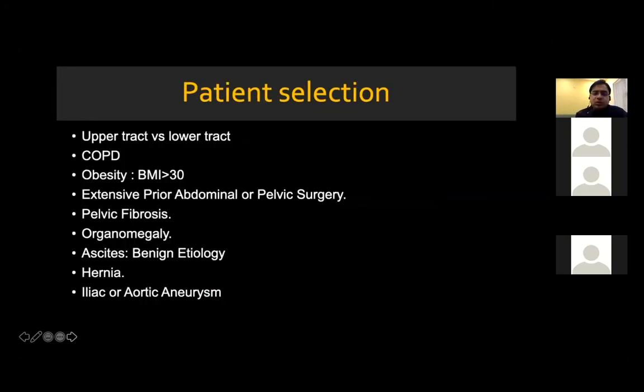As I said, choose a patient with an upper tract abnormality. BMI should be around 25 to 30. A low BMI is not good, just like in open surgery, you don't want a patient with a BMI of 15 to 17 or 19. A BMI of 25 to 27 is good. Again, morbidly obese patients are not very good. Extensive prior abdominal adhesions, pelvic fibrosis, and organomegaly are not good situations. Ascites, hernia, and vascular anomalies are also not good situations. So avoid patients with these and then start your first case.